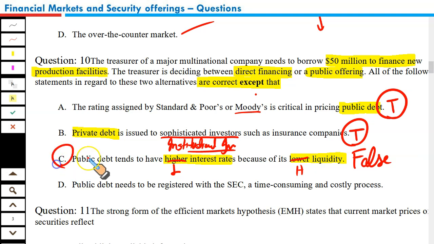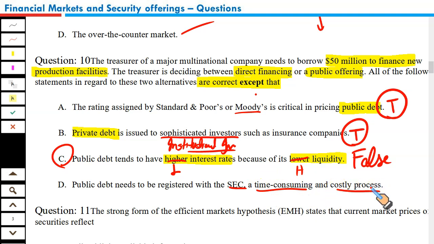So C is your right answer. And why not D? We should have a good reason for rejecting D. Public debt, since it's being offered to the general public, needs to be registered with SEC. True. And it's a time-consuming and costly process.